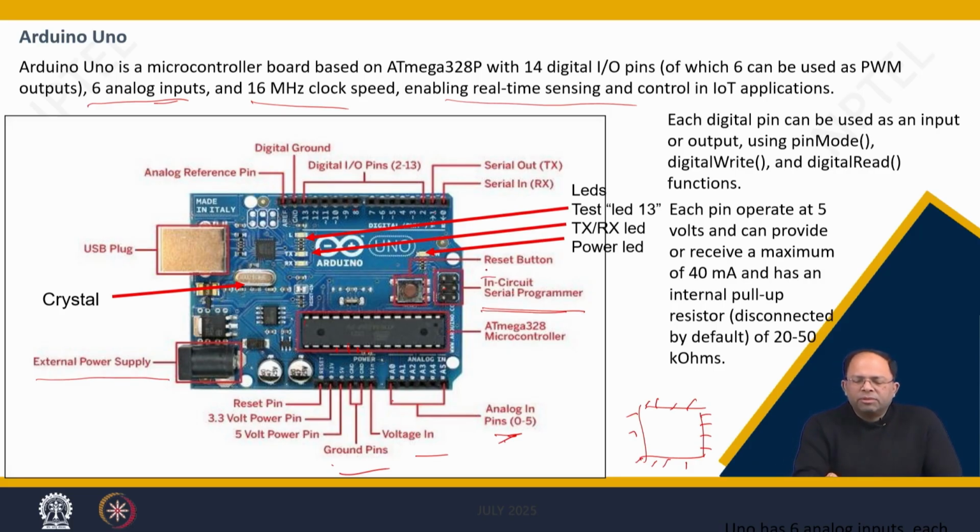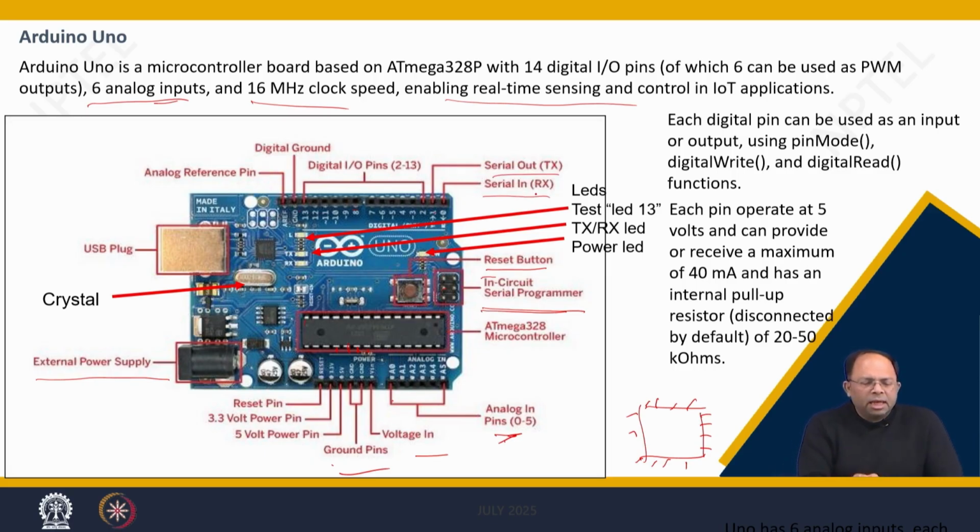There is a reset button, of course, which allows us to reset the system. That means reset over here means the code within the microcontroller would be read and run again, right? So it will stop the previous execution and then start fresh. And then there is serial out and serial in. This is for reading and writing messages or sending serial commands.